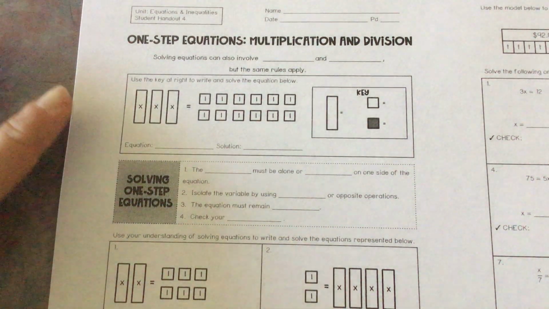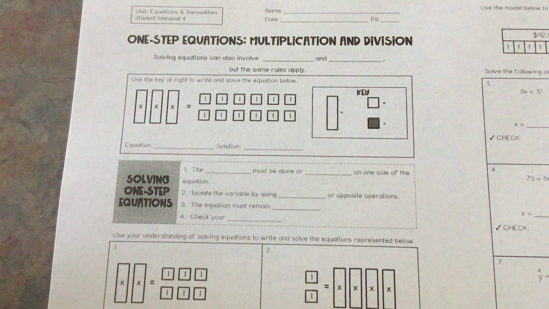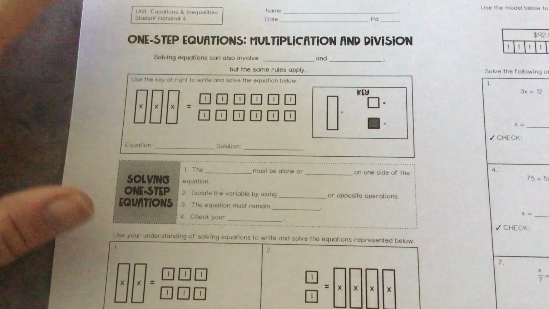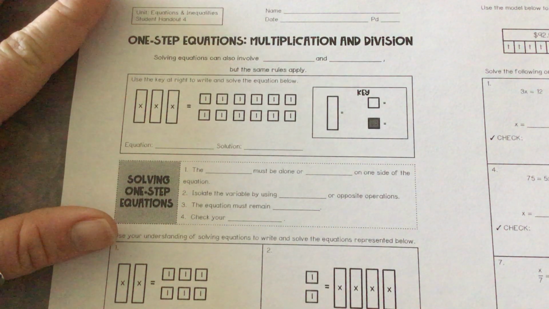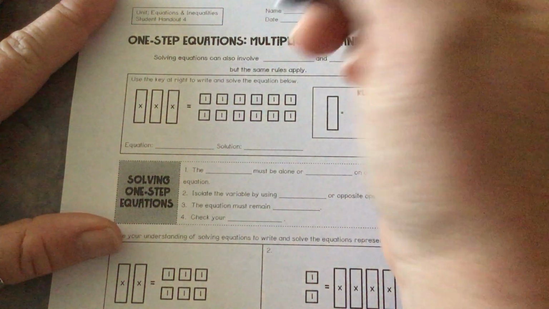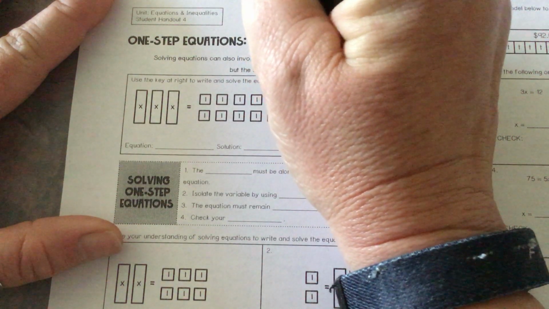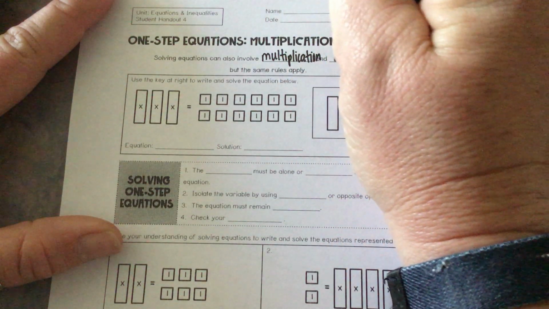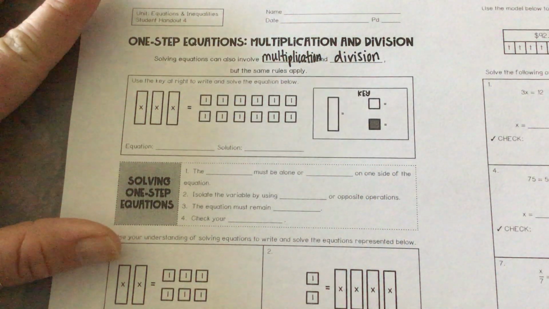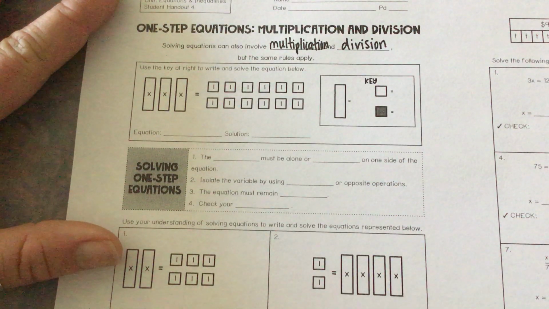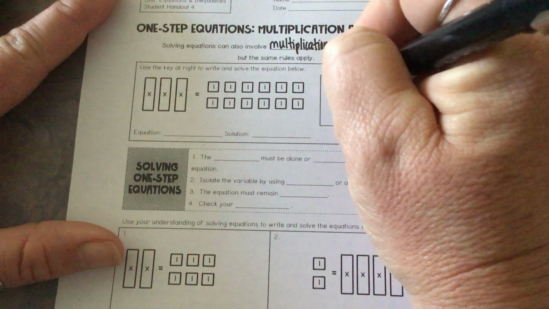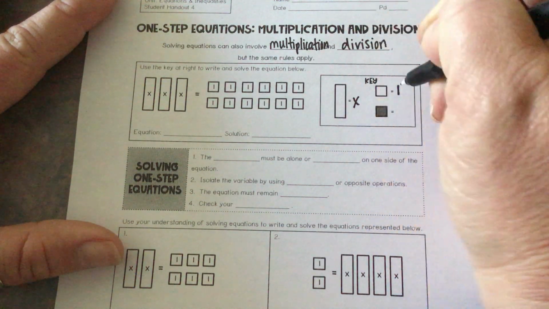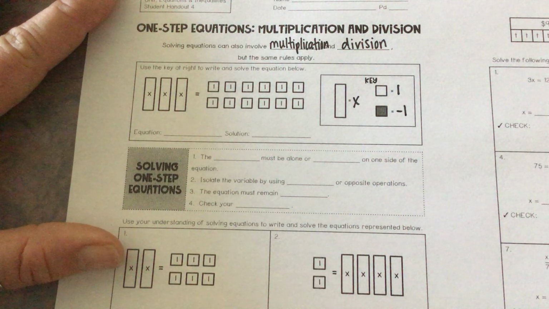Okay, so we are going to be talking about multiplying and dividing one-step equations today. Solving equations can also involve multiplication and division, but the same rules apply. So again, we're starting with that same key. The big tall block equals x, the light one equals 1, and the dark one equals a negative 1.